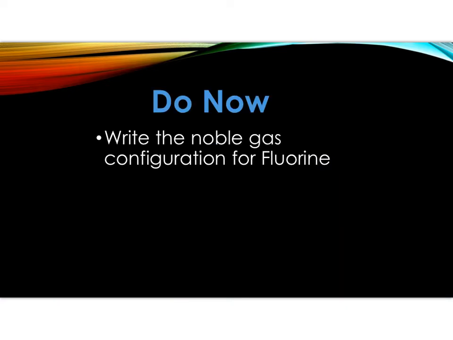So what I want you to do is please pause the video and try this do now. I want you to write the noble gas configuration for fluorine. So hopefully your answer looks like this. We're using the noble gas that is before fluorine, and in this case it's just He. And then we start right after our noble gas, so that's 2s2 and 2p5.